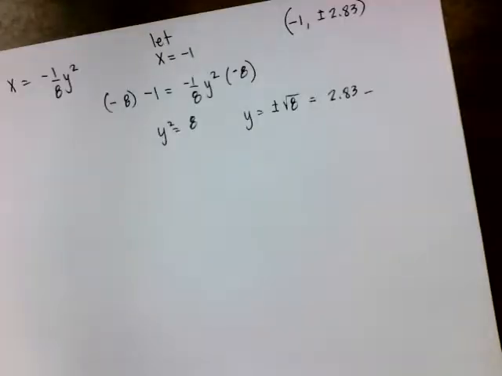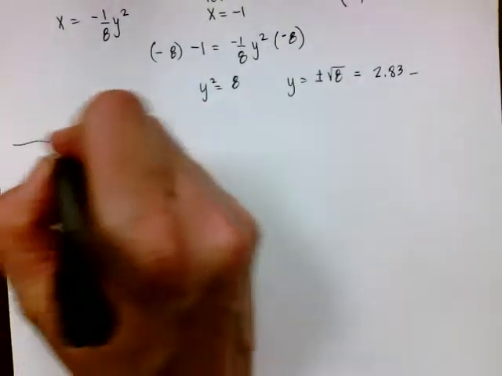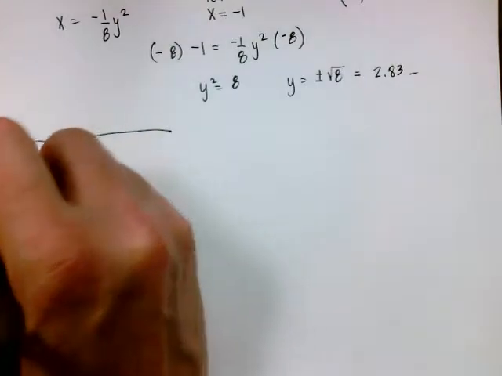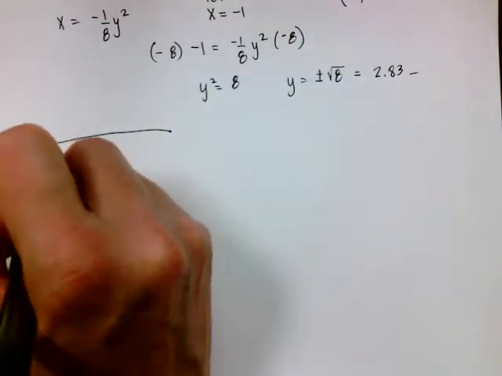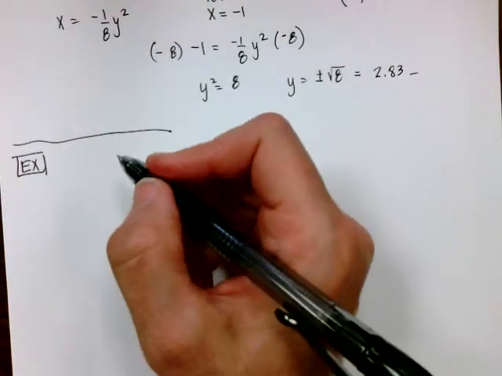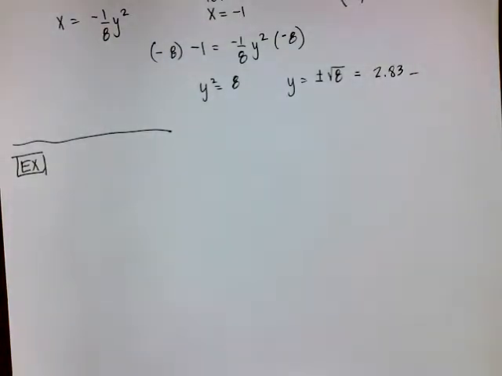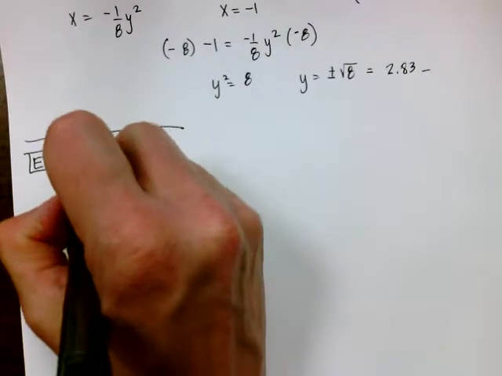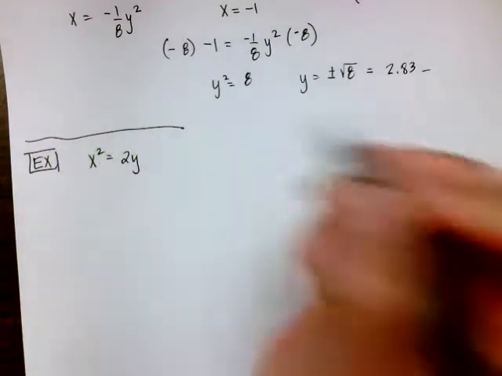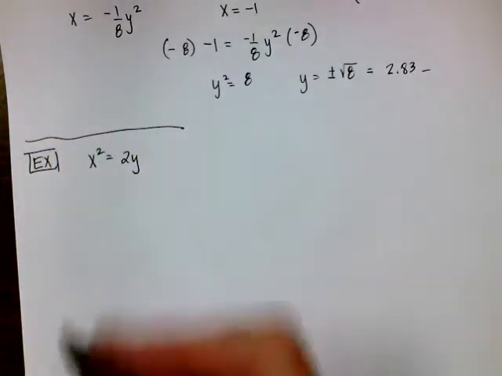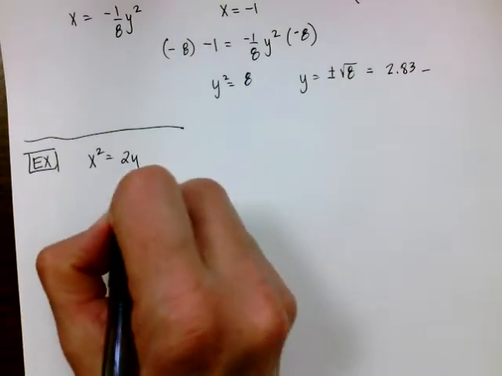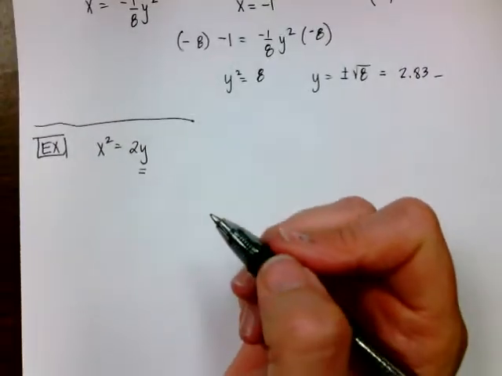I'm going to use all kinds of colors today. All right. Next one is going to say the same directions. So it's going to say graph by hand, and then identify the vertex, focus, directrix, and axis. Okay. So my equation this time is going to be x squared is equal to 2y. Alrighty. So the first thing that I'm going to do is rewrite solving for y, because it helps my poor little pea brain.